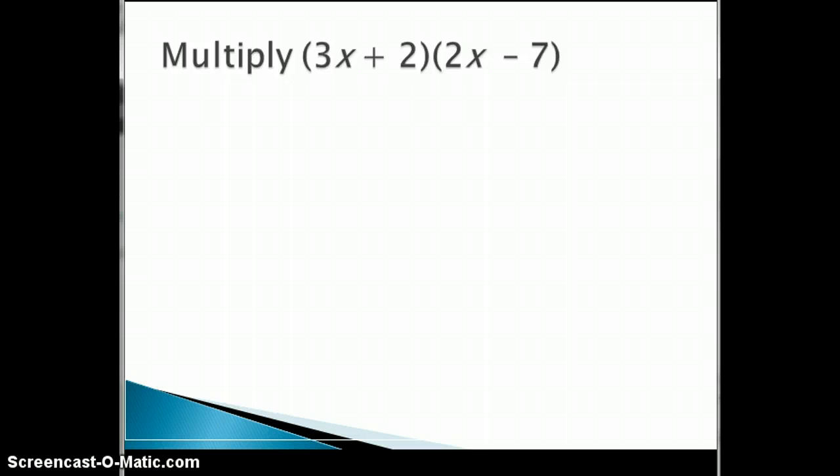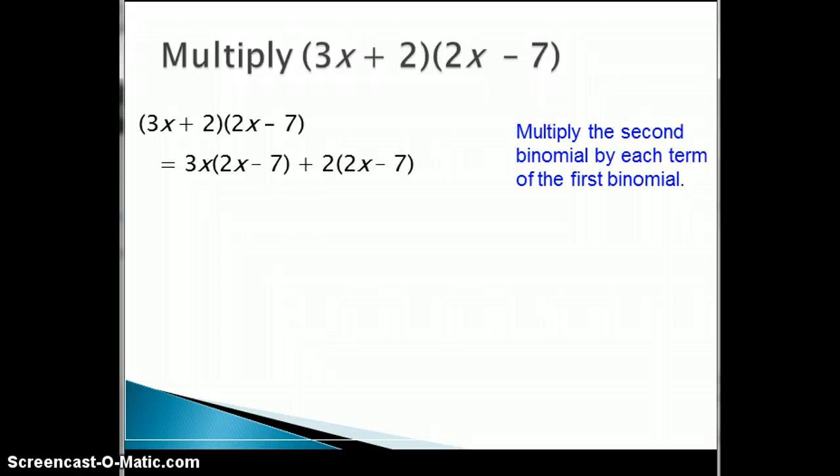So here's an example of a binomial times a binomial. We can multiply these by multiplying the second binomial, which is 2x minus 7, by each term of the first binomial. So we're going to multiply the first term of 3x plus 2 times the 2x minus 7. And then we'll multiply the plus 2 times the 2x minus 7.